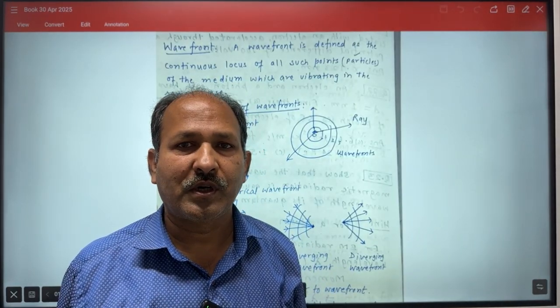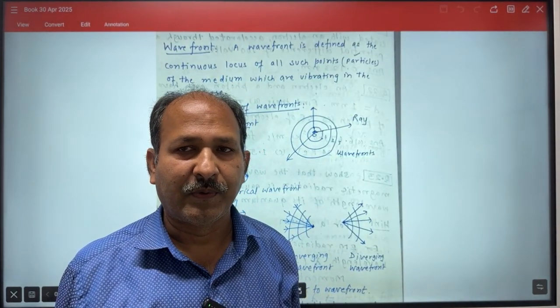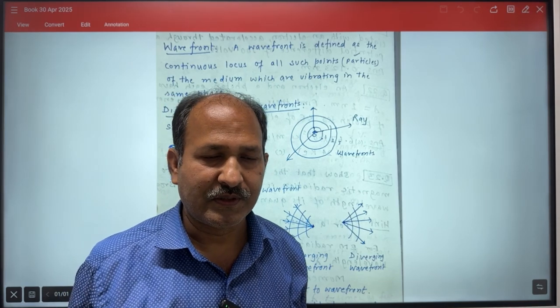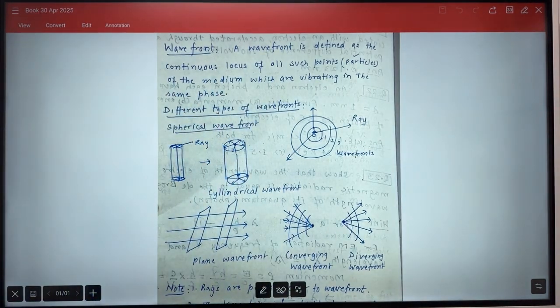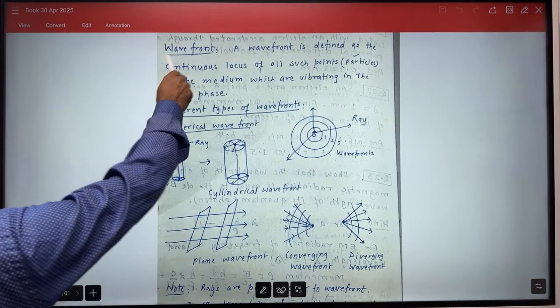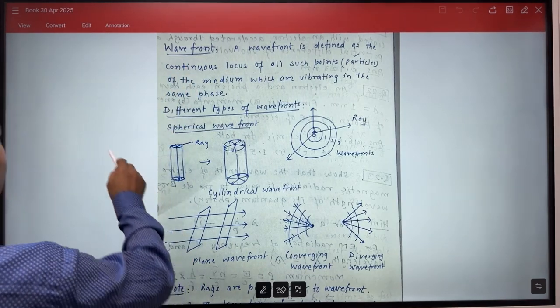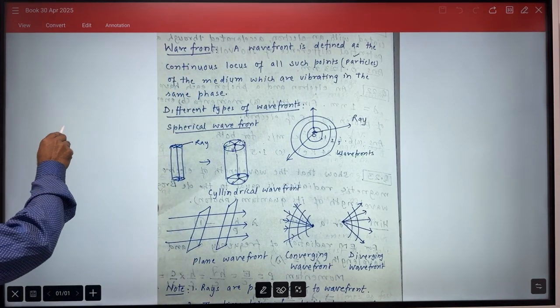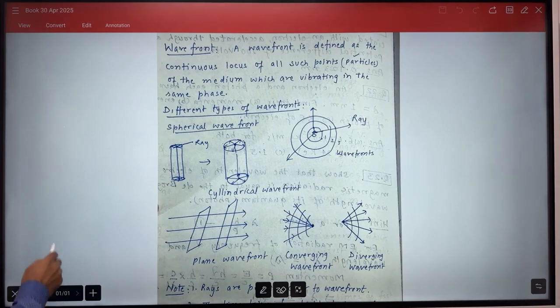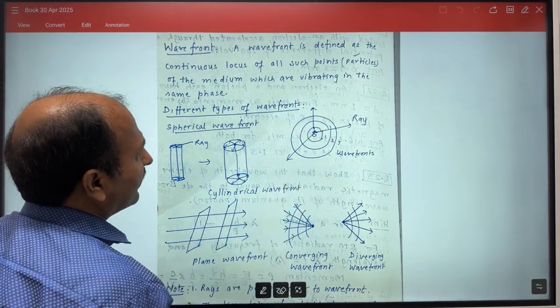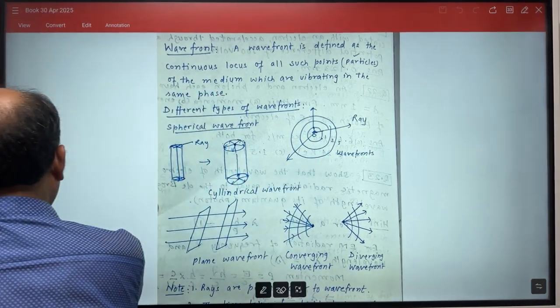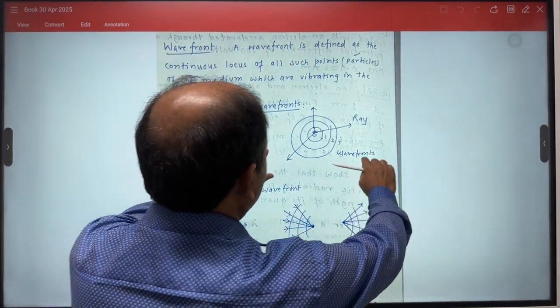We are going to start with the chapter Wave Optics of class 12 physics. So let's see the basic concepts. The first one is wavefront. Suppose this is a point source here. So what is a wavefront? You can easily understand.